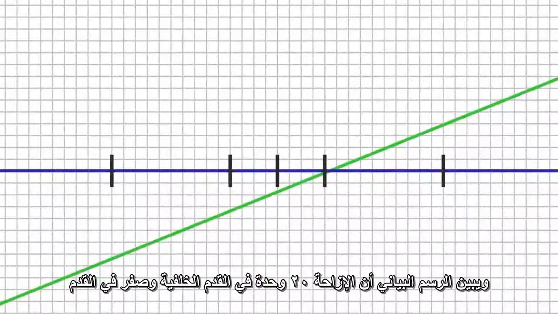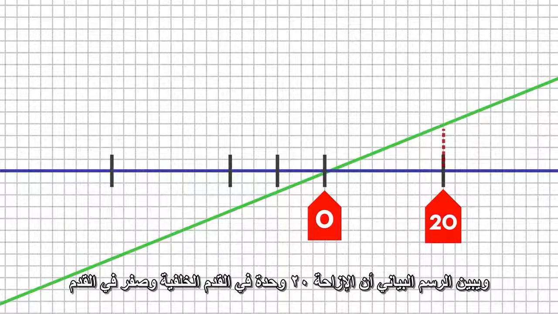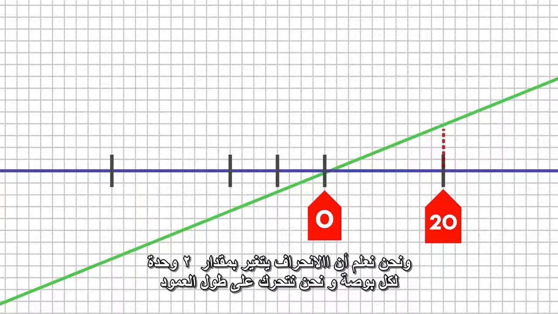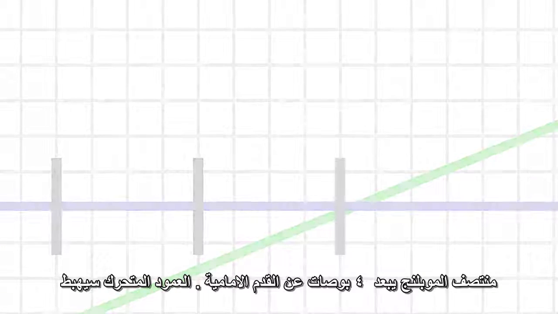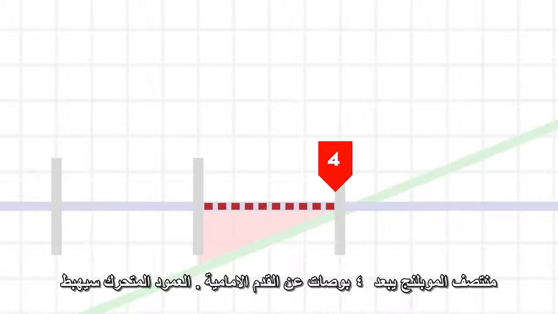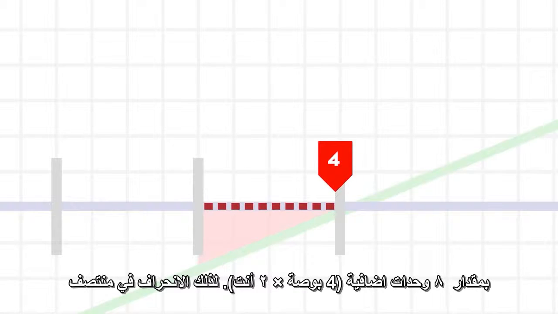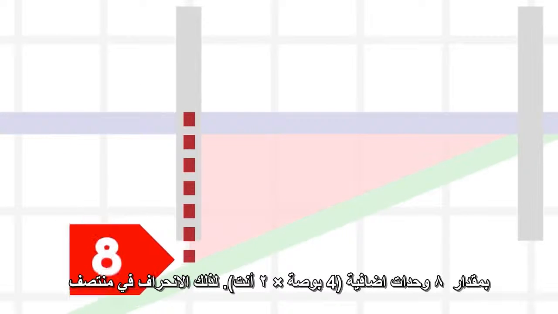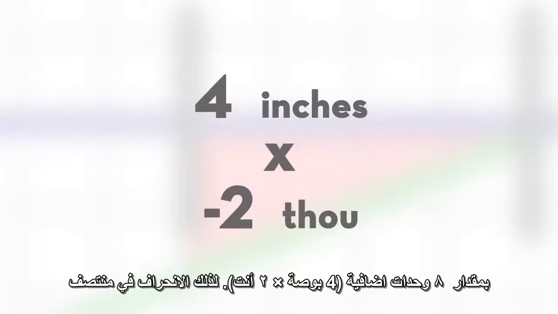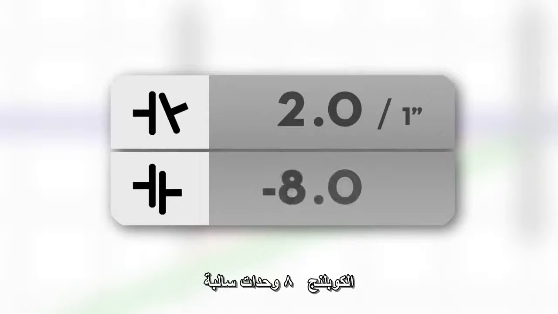The graph shows that the offset is 20 thou at the back feet and 0 thou at the front feet. We know that the offset changes by 2 thou for every inch we move along the shaft. The coupling center is 4 inches from the front feet. Over those 4 inches, the movable shaft will drop an additional 8 thou, 4 inches times 2 thou. Therefore, the offset at the coupling center is -8 thou.